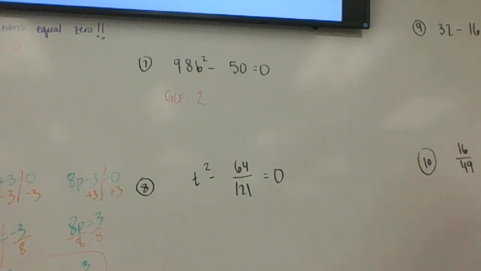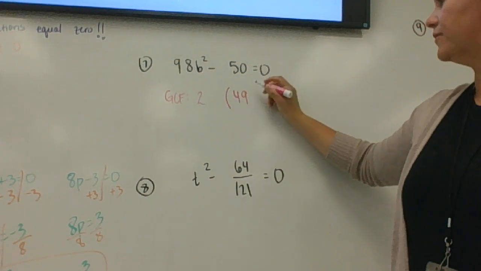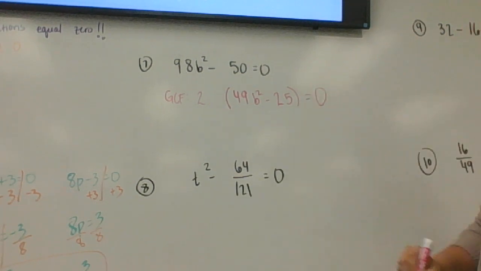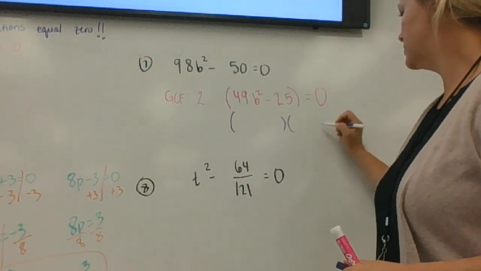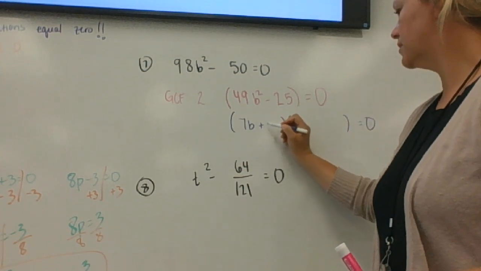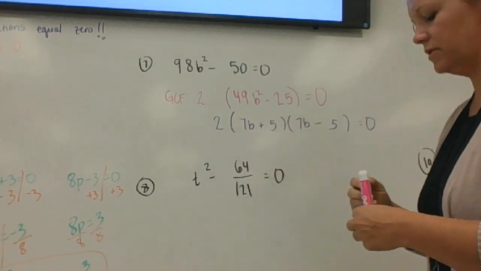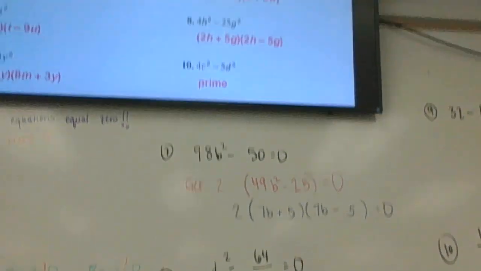Alright, so here, divide by 2. We end up with 49b squared minus 25 equals 0. We recognize 49 and 25, those are good numbers. 7b minus 5 with the 2 out front. I'm just gonna do this on the screen from here.